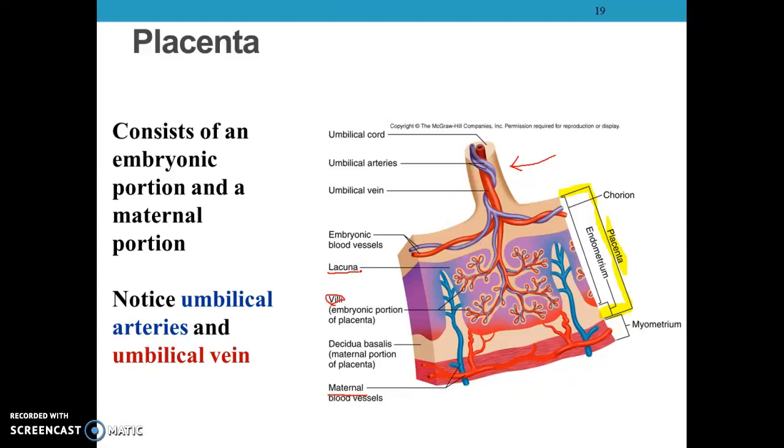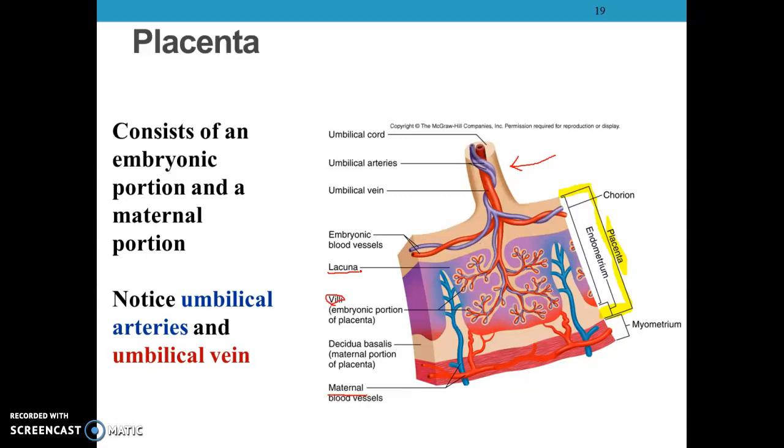So oxygen from the mother is going to pool up in the lacuna where the blood forms, and it's going to diffuse into the embryonic capillary. Same thing with nutrients that the mother gets from her food. Those nutrients are going to pool up in that blood, and they're going to diffuse. They're going to go from high concentration from the mother's blood to a lower concentration in the embryo's blood.